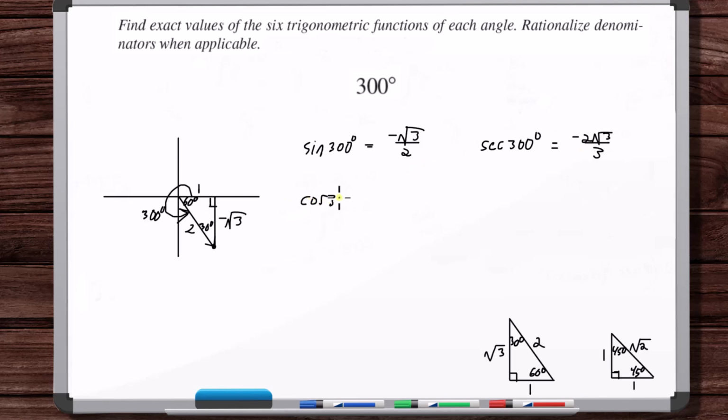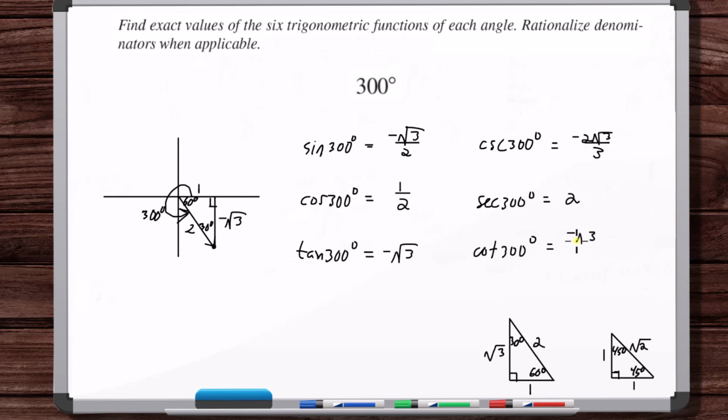All right, cosine of 300 is adjacent over hypotenuse. The 1 is positive. Or wait, no, this is cosecant. And then secant of 300 would be 2. All right. Tangent 300, opposite over adjacent, so minus root 3. Cotangent 300, adjacent over opposite, minus 1 over root 3 would be minus root 3 over 3.